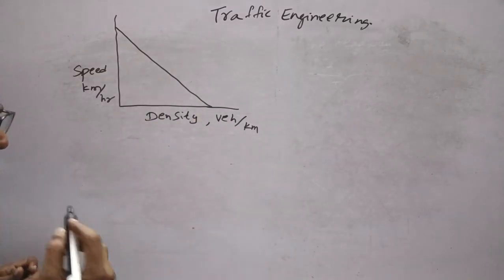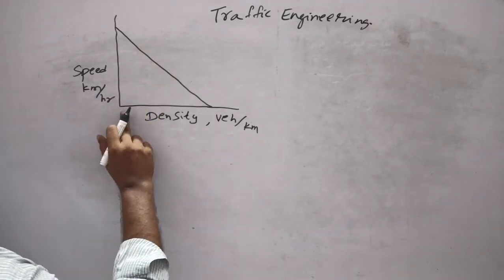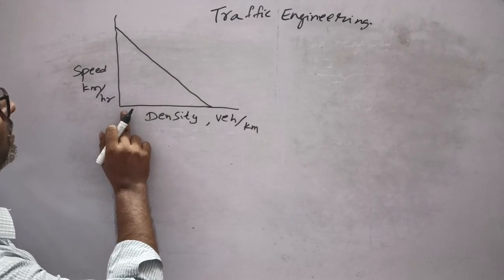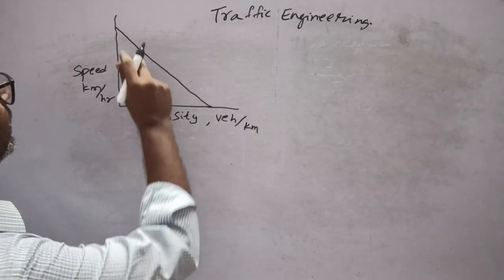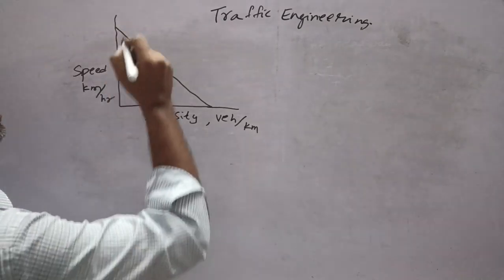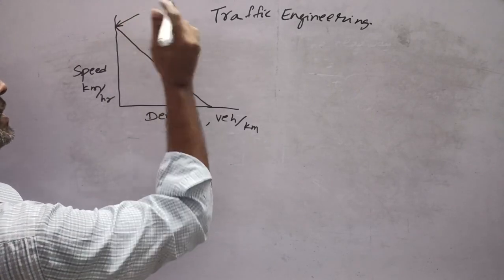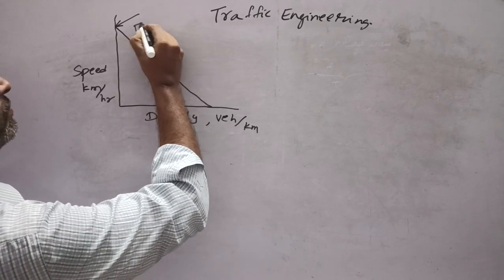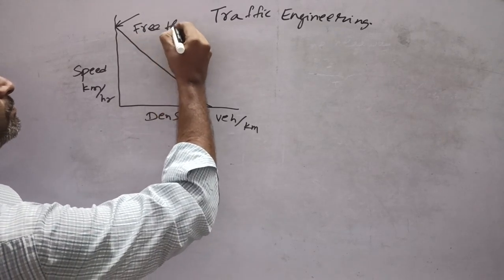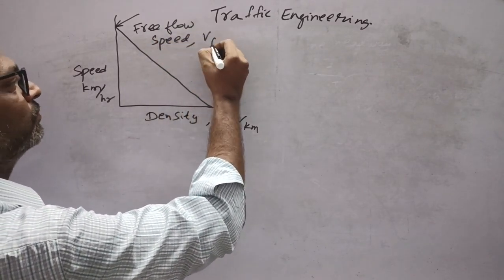And if there is hardly any vehicle, means there is only one vehicle per kilometer, say, then there is no restriction regarding speed. This vehicle can travel with whatever speed the driver wants, and that speed we call it free flow speed, denoted by Vf.